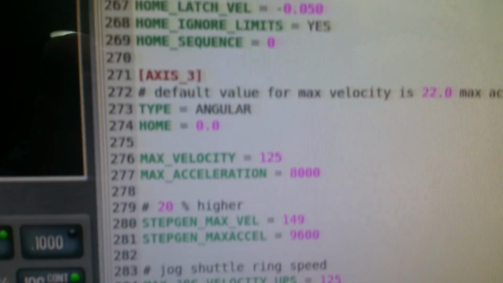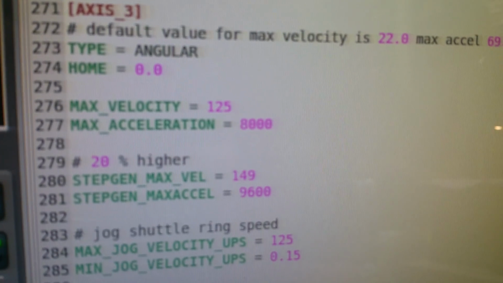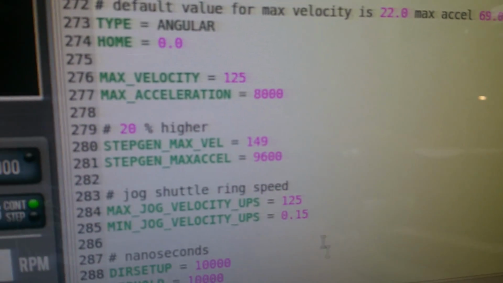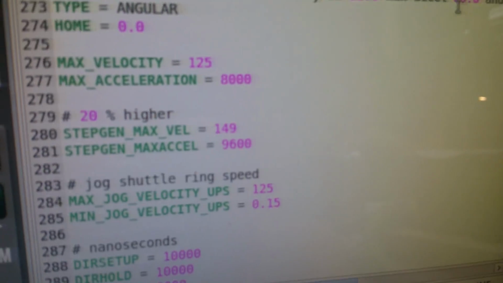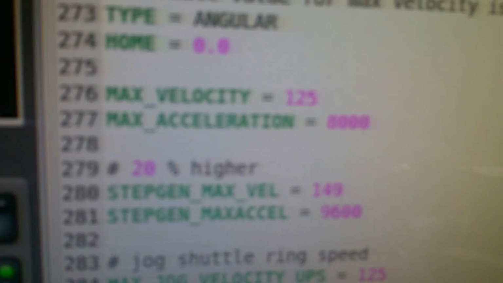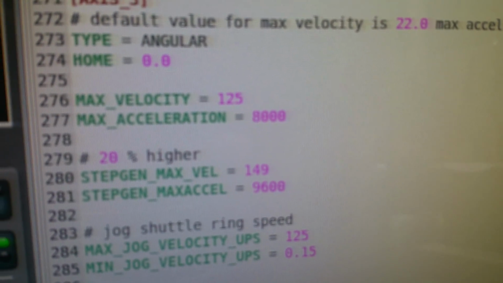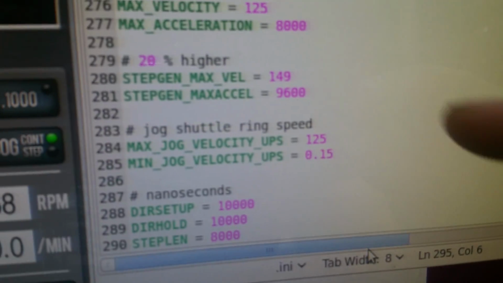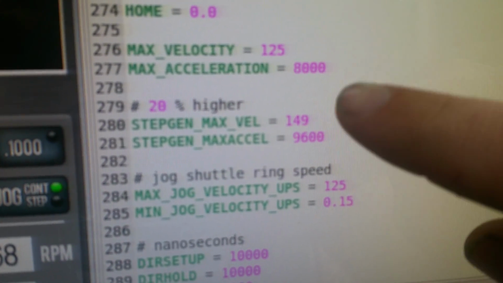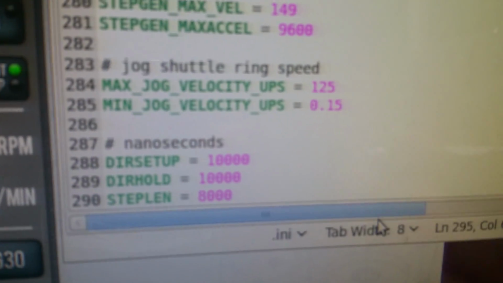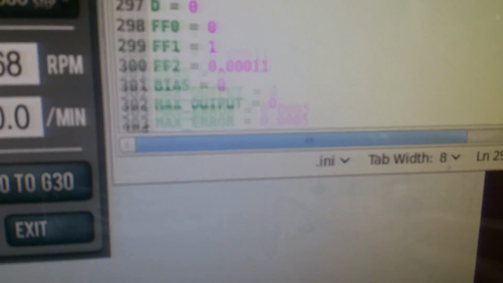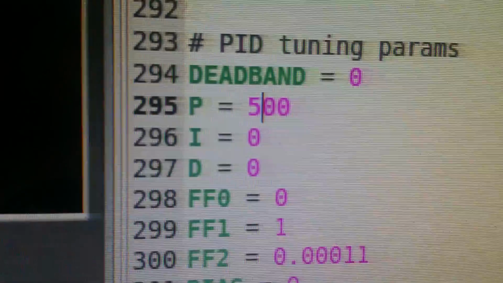And this is our INI file with our parameters for a Tormach 770. Here's what we've got for our axis 3, which is our fourth axis. The original values were 2269 and 50 for scale, or 500 for scale, and we changed them to 125, 8,000, and then you're 20% higher for your step gen max velocities. Then we've increased our shuttle speed jog rate.